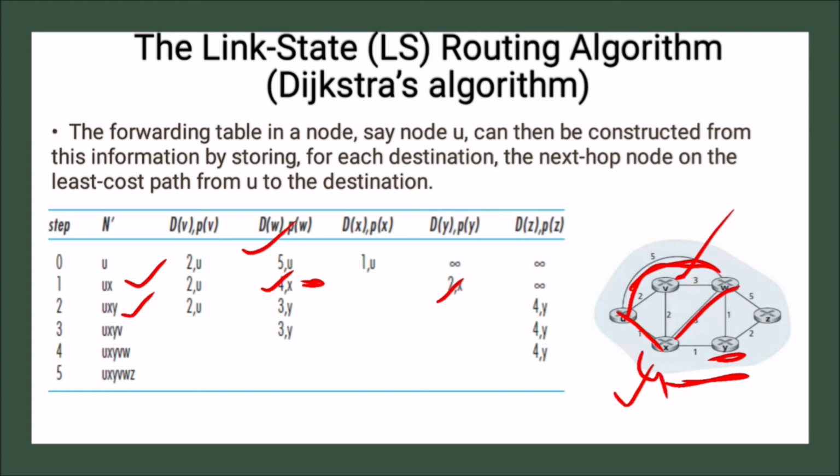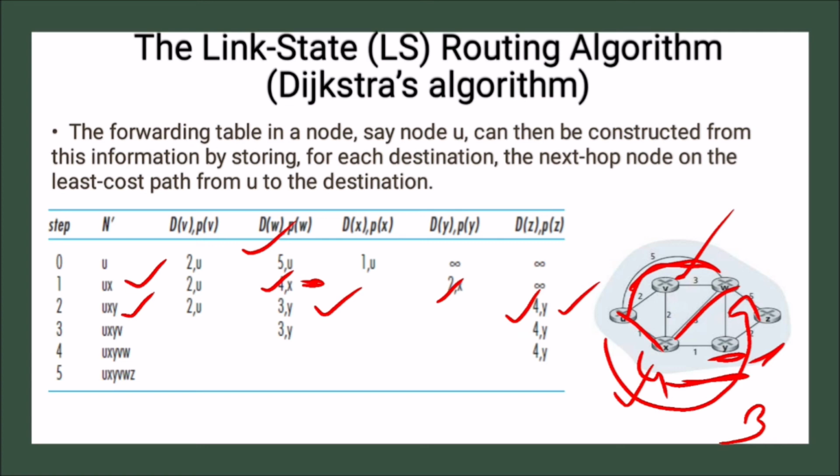But obviously the distance of V is 2. Now again, if we take Y, then U to X distance is 1, X to Y is 1, Y to W is 1. So from here the cost is 3. So from 4 and 3 the minimum is 3. So here we update the distance of W to 3 and the predecessor is Y. And now we directly connect with Z. So U to Y is 2 and Y to Z is 2. So the total cost is 4 and the predecessor is Y.